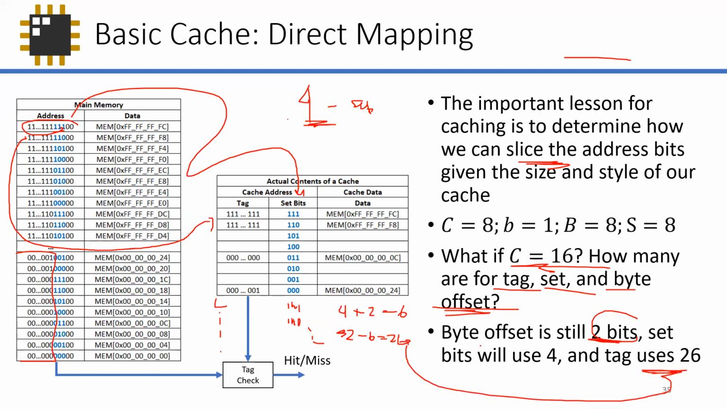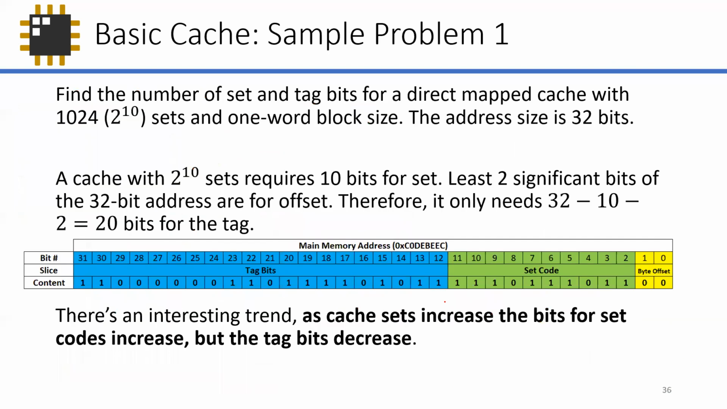Okay? So that's simple. One very quick example. Find the number of set and tag bits in a direct map cache wherein you have 1024 sets. So that's 2 to the 10. Now the address size is still 32 bits. So a cache with 2 to the 10, or 1024, entries just requires 10 bits. So you could imagine that this is your cache. You have 1024 entries. You need 10 bits to at least access one entry in total.